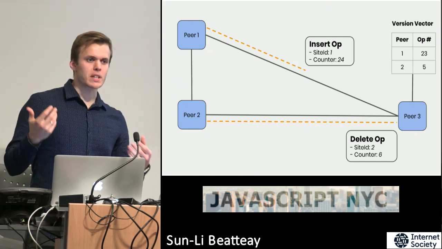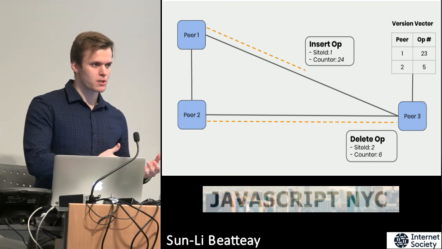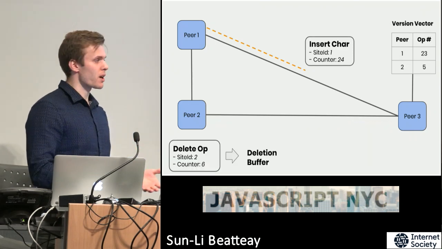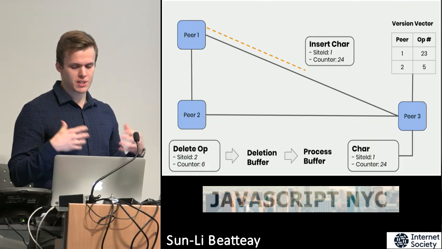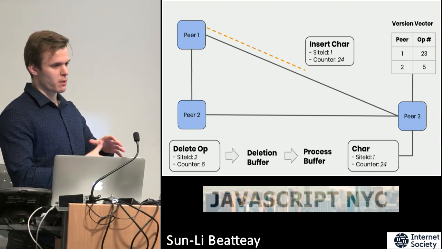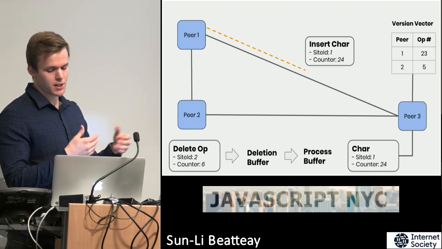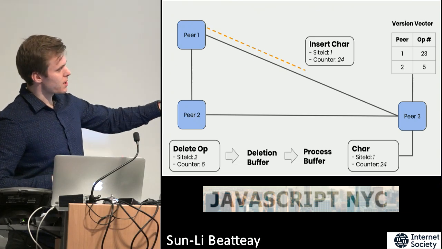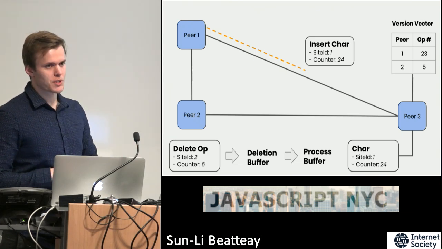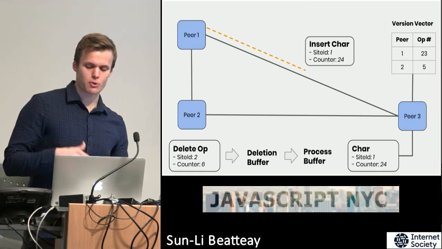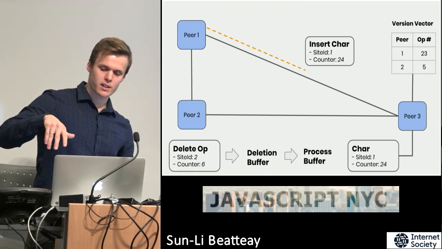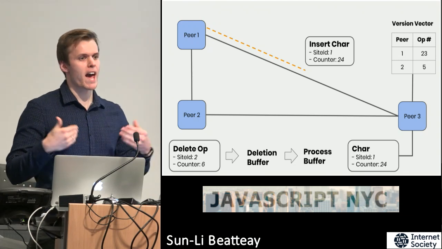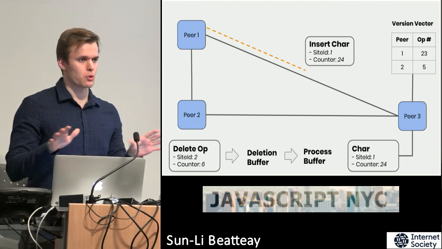However, since delete operations depend on the insert operations, you can't delete something that doesn't exist, we're going to put the delete operation first in a deletion buffer. Then we're going to process that buffer, and check if there are any deletes there. In this case, there is a delete. And we're going to check the version of the character it's trying to delete. In this case, it's trying to delete the character with site ID 1 and counter 24. It's going to check the version vector, see that they've only seen 23 operations from peer 1 so far, so they know that they haven't seen this operation yet. So they're not going to do anything with it.